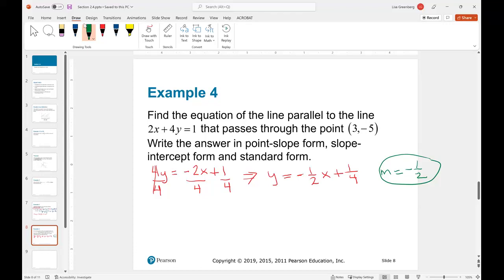Because now I want to find the equation of the line parallel to that line. Well, when something's parallel, what does that mean? It means it has the same slope. So I'm going to show you a really easy way to do this. I'm just trying to decide if I want to start on my new page. I think I want to, I'll start here. So now I have the slope and I have a point.